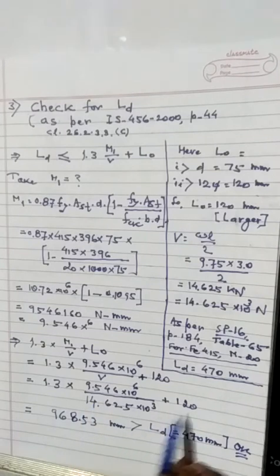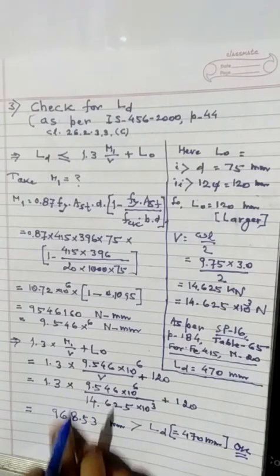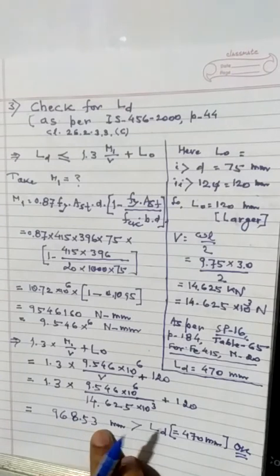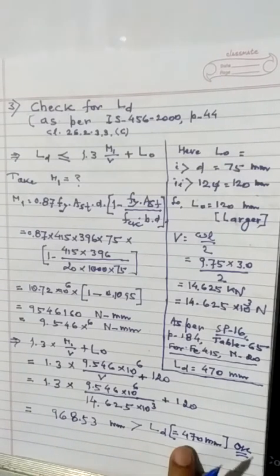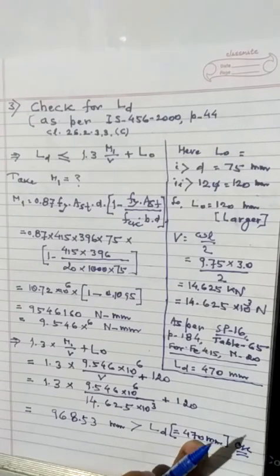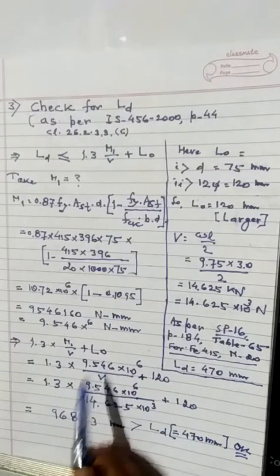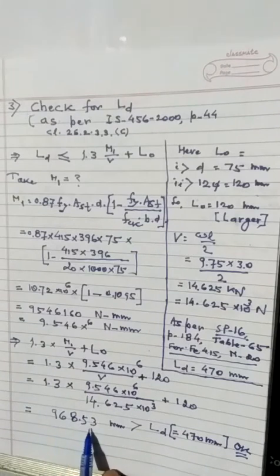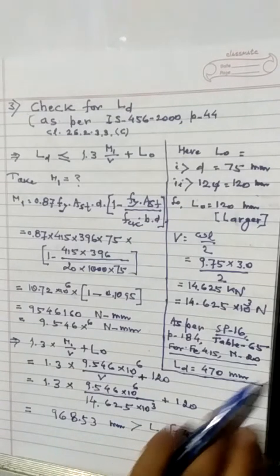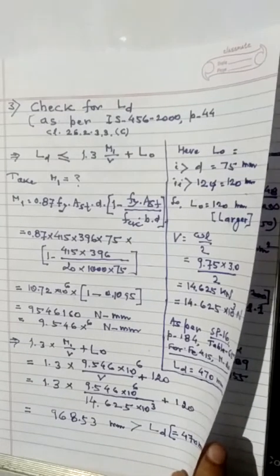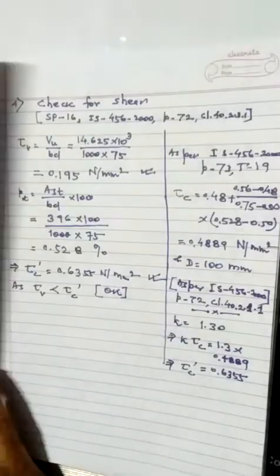So putting all, we get the total of this equation as 968.53 millimeter, that is more than LD 470. So LD is lesser than 1.3 M1 by V plus L0, that is 968. So this check is okay. So the slab is safe as far as the development length of the bar is concerned.